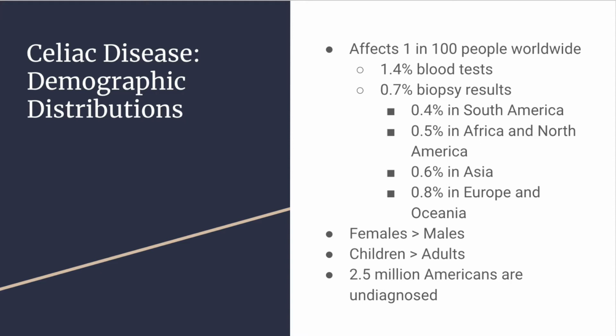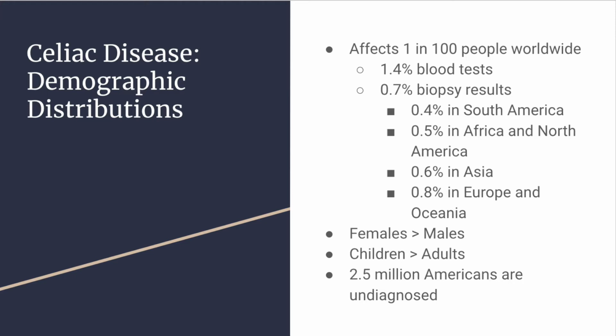As a result of a meta-analysis conducted in 2016, it was found that the current worldwide prevalence of celiac disease is 1.4% based on blood tests and 0.7% based on biopsy results. As a result, it was determined that the prevalence of celiac disease was 0.4% in South America, 0.5% in Africa and North America, 0.6% in Asia, and 0.8% in Europe and Oceania.